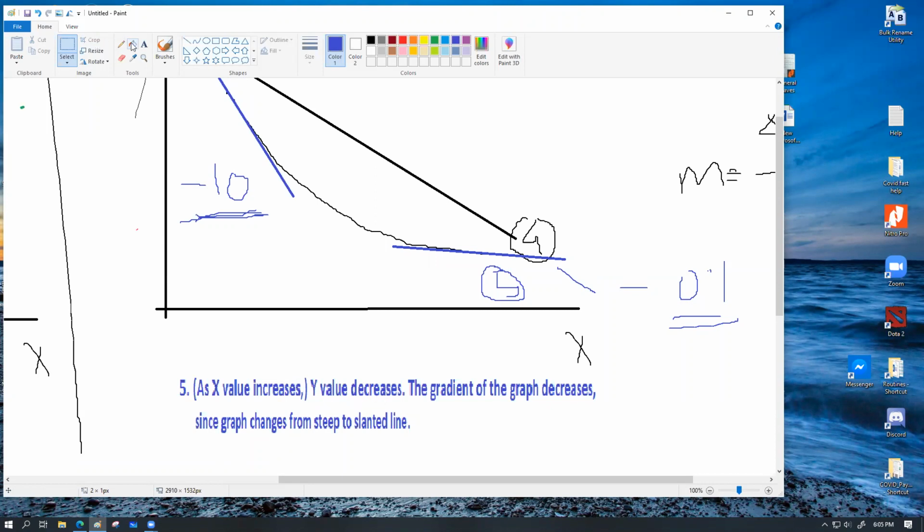Whenever I say this part, Y value decreases, I already mean that the gradient of the graph is negative, because in the equation m equals del y by del x, one of the top variables is supposed to be negative, because you will be subtracting a small number minus a large number. Because I have already specified the sign, in the next sentence I'm going to only talk about its magnitude. So the gradient of the graph decreases since the graph changes from steep to a more slanted line.